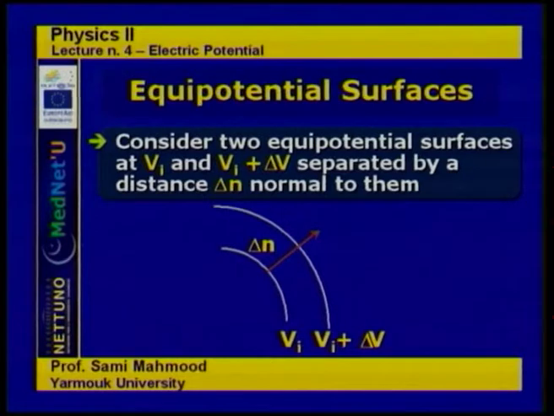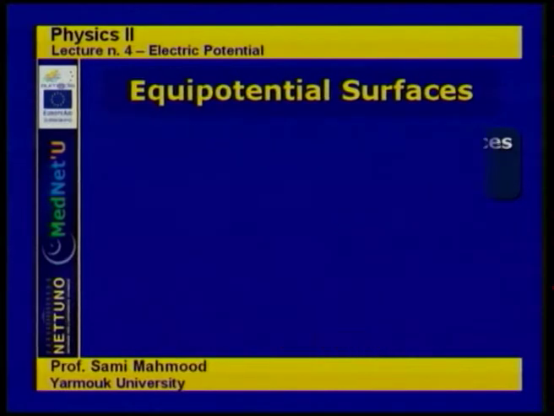then this figure shows these two surfaces with the distance delta n between them, and the first one is at Vi, the second one is at Vi plus delta Vi.